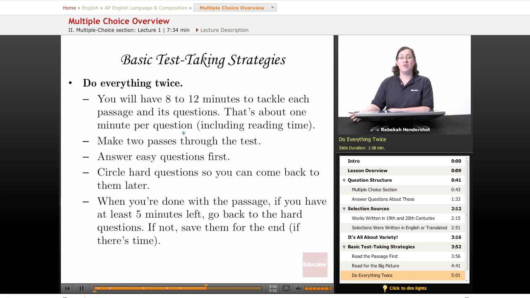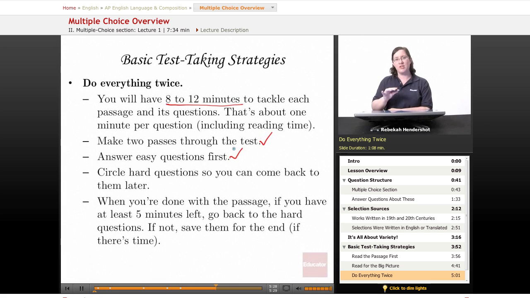All right, do everything twice. What does that actually mean? You will have 8 to 12 minutes to tackle each passage and its questions. That's about 1 minute per question, including reading time. So understand the 1 minute per question, a certain amount of that time you will actually have spent reading the passage already, but that's okay because that's what you need. Make 2 passes through the test. Okay, read all the passages, answer all the questions, answer the easy questions first.